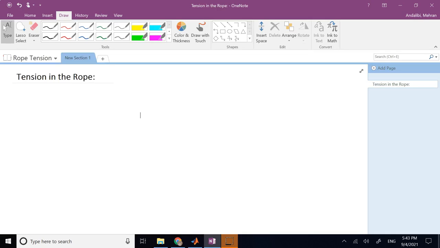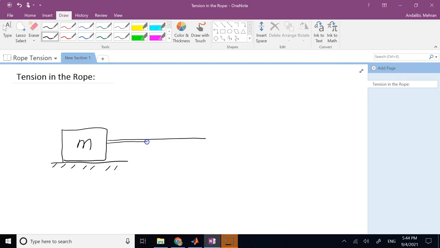So two major conditions are needed in a straight rope, one that does not go around anything like a pulley, for the tension to be constant. So if I have, let's say, a block here with mass M, and it is being dragged on the floor with a rope here, and on this side of this horizontal rope, I'm applying force F.